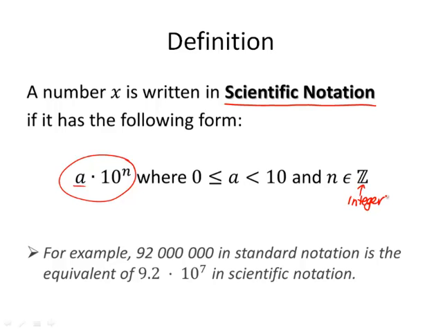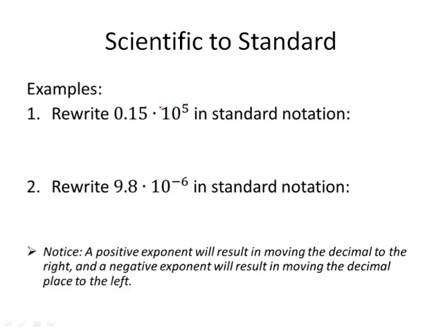For example, this number here, written in standard notation, would be written as 9.2 times 10 to the 7, because if you multiplied 9.2 by 10 7 times over and over again, it would move the decimal forward 7 places, leaving you with 92 million. Let's look at some examples.